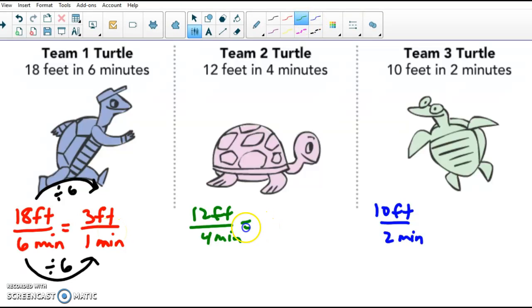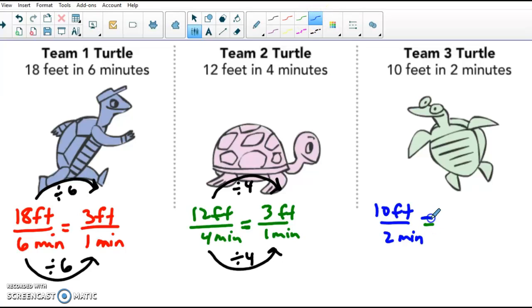I'm going to do the same thing with turtle 2. I want to know his unit rate, how fast he's traveling per 1 minute. So to turn 4 into 1, I need to divide by 4. Whatever I do to the bottom, I have to also do to the top. 12 divided by 4 is 3. So again, we have another turtle traveling 3 feet per minute.